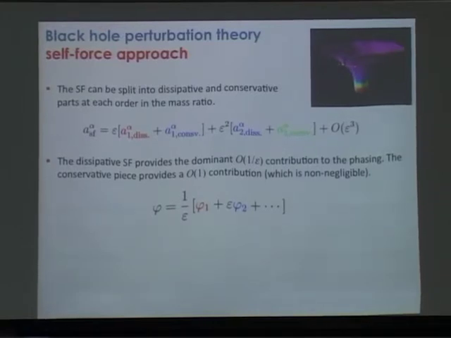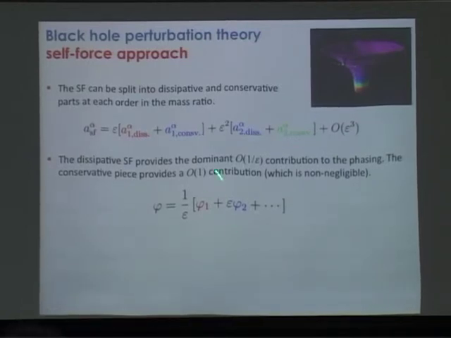But at each of those orders, there are dissipative pieces and there are conservative pieces. There's a dissipative piece of that force, which is what enters this radiative approximation, which is just what produces the waves that go to infinity and down the black hole horizon. But there is also a piece of this self-force which sources these conservative effects, like this change in the periastron advance rate, for example. And these two types of effects affect the phase evolution in different ways.